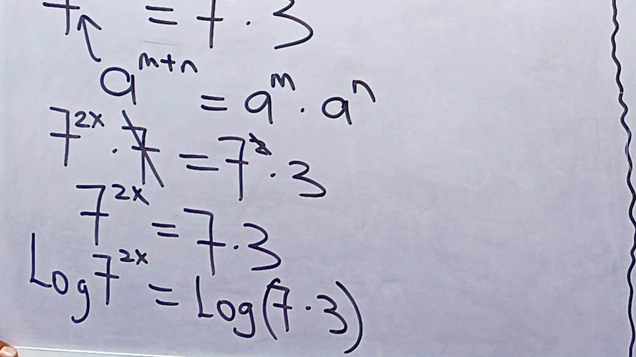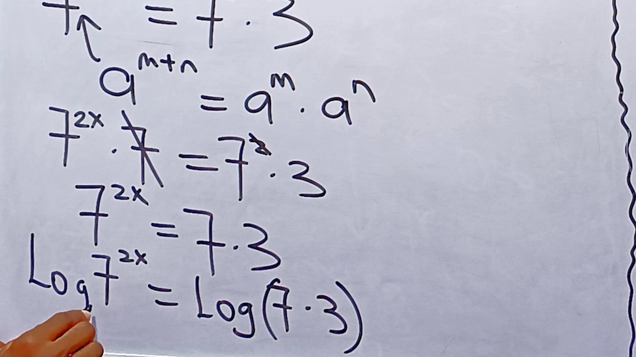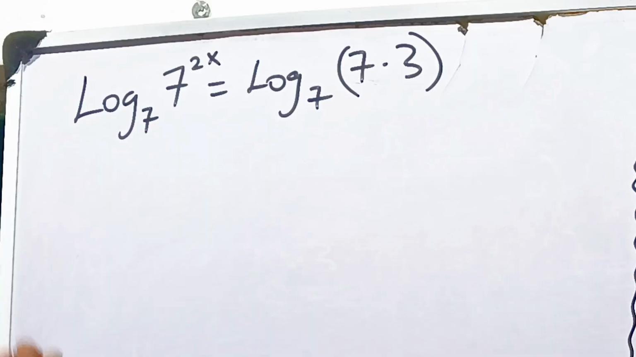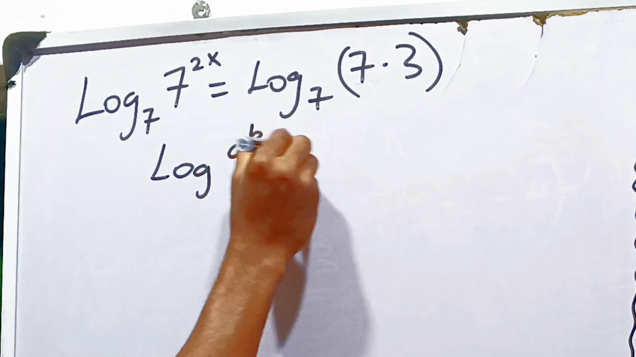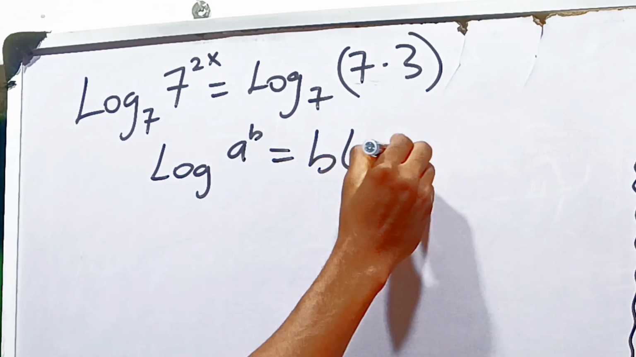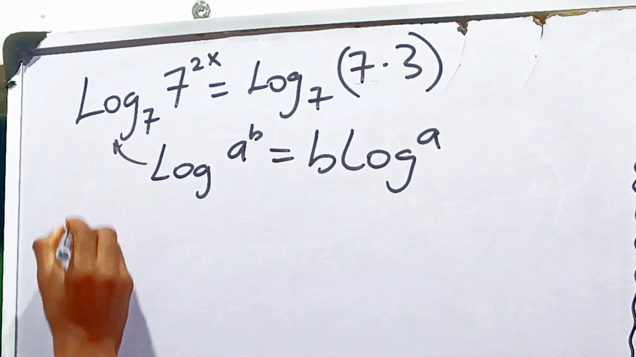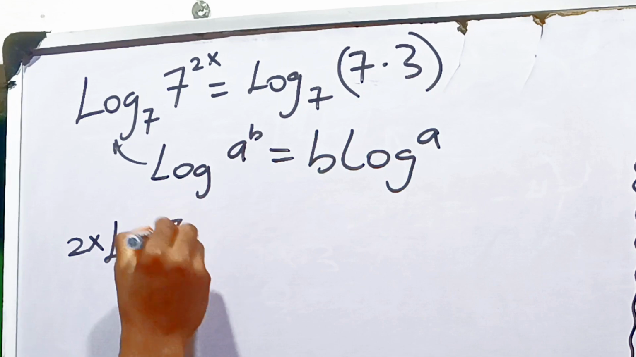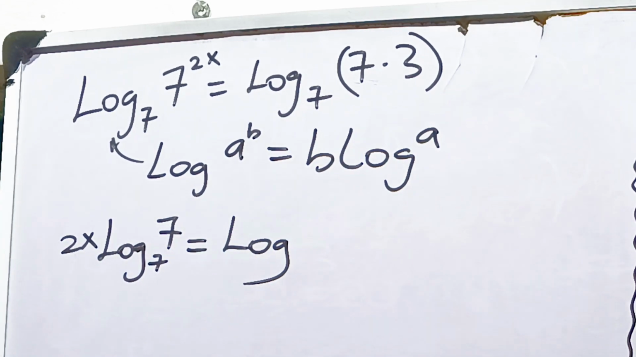Okay? Now, this logarithm we're going to take in the base of the number carrying x. The number carrying x here is 7. So we take logarithm in base 7 of both sides. Okay? When you have logarithm of a power b, it's equal to b multiplied by logarithm of a. So applying this law here, we would have that this is 2x multiplied by logarithm of 7 to the base of 7 to be equal to logarithm on the right hand side of this equation.